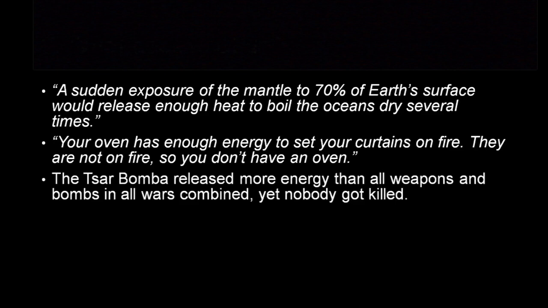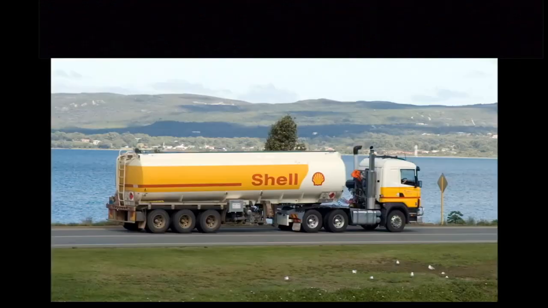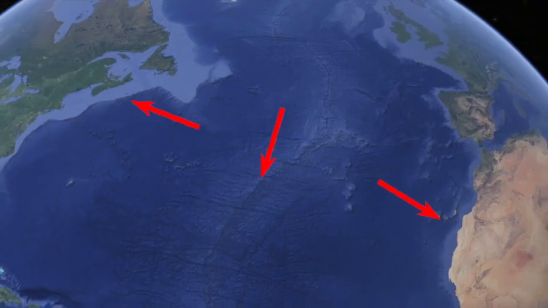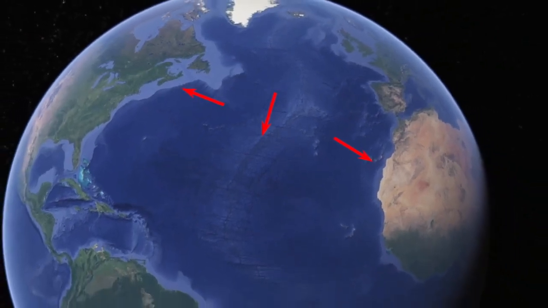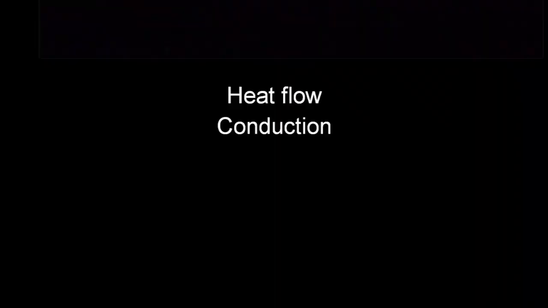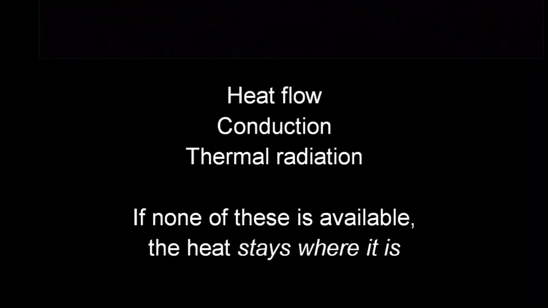For comparison, the Tsar Bomba released more energy than all weapons and bombs in all wars combined, yet nobody got killed. So two things are important. It's not only the amount of energy that is involved that matters, but also the heat transport. In other words, where is the heat? So heat transport then. How do we get heat from here to there? Basically, there are only three ways to do that: heat flow, conduction and thermal radiation. If none of these is available, the heat stays where it is.